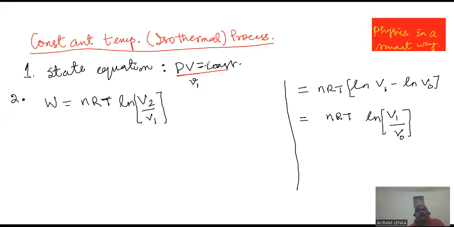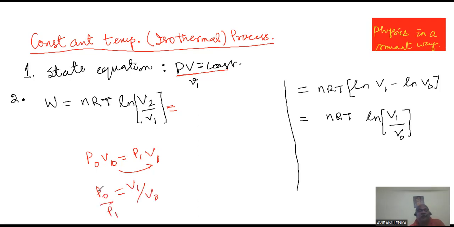But we know PV equal to constant. Sometimes this equation may be quite useless for you, because the data that is given may be in a slightly different format. So PV equal to constant, I may write down as P0 V0 must be equal to P1 V1, which is final pressure and volume. So in the bracket we get V1 by V0, which clearly comes out as P0 by P1.